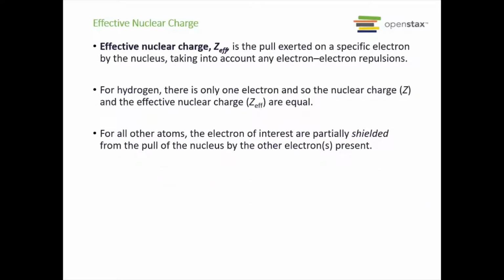Related to that, we have this term called the effective nuclear charge, or Z effective, Zeff. And what this is, is the pull exerted on an electron by the nucleus that takes into account repulsions by other electrons. So hydrogen only has one electron. So its nuclear charge, that one proton in the center, and its effective nuclear charge are the same because there's no other electrons getting in that single electron's way. But other atoms, every other atom, the electron that you're looking at is partially shielded from the pull of the nucleus by other electrons that are present.